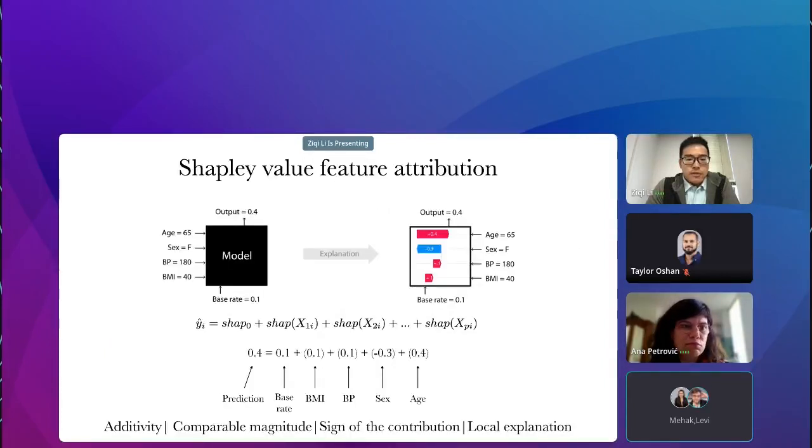So in short, it can break down each individual prediction into additive components. The great thing about this is that we have comparable magnitudes, so we can compare Shapley values across all the covariates. And then we also have this local explanation, so we do have this breakdown for each individual prediction, for each individual observation.